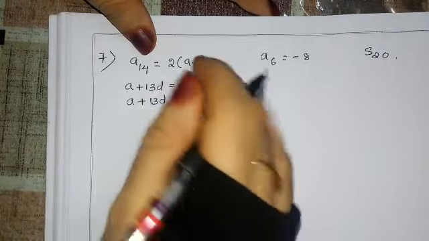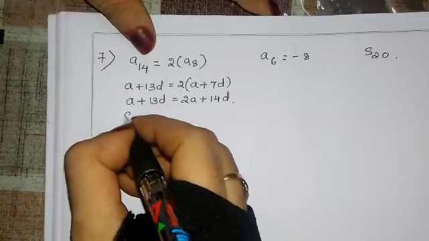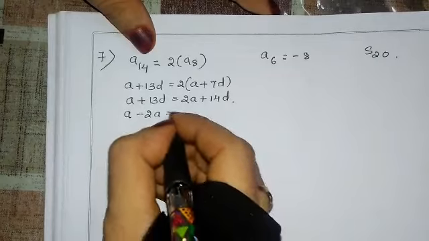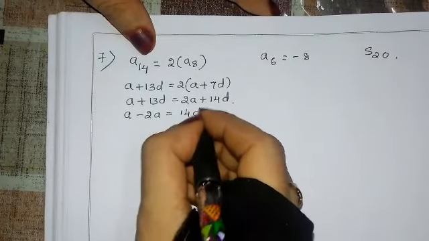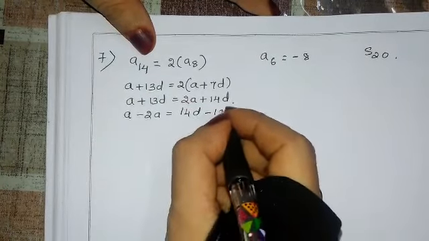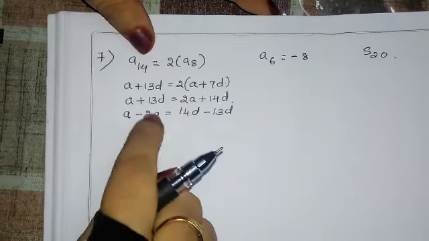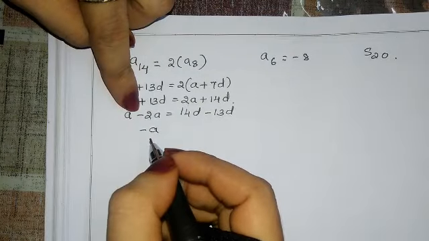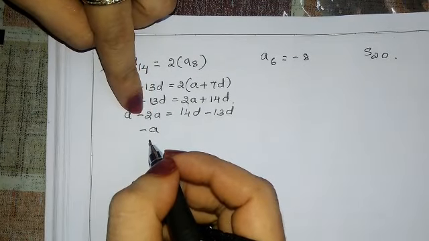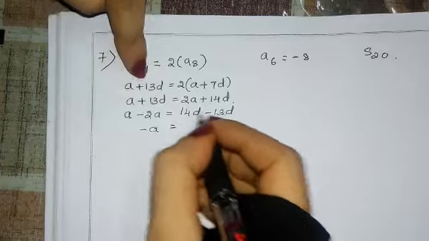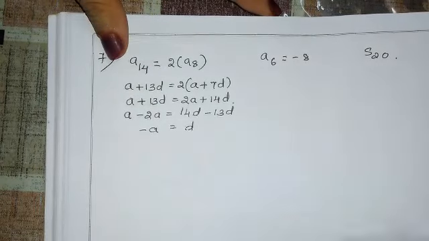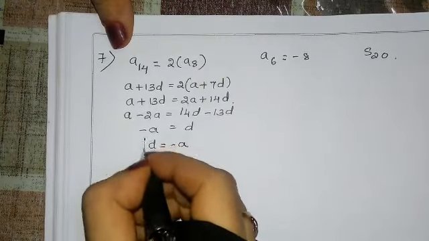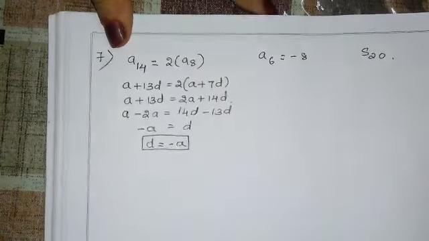Next, let us keep like terms on one side. 2A, if I bring this side, minus 2A. 14D this side only, if I bring 13D, minus 13D. So, 2A minus A is minus A, because the greater number is 2 and it is a minus sign. So, minus A. 14 minus 13, 1D. So, what we got? D is equal to minus A.